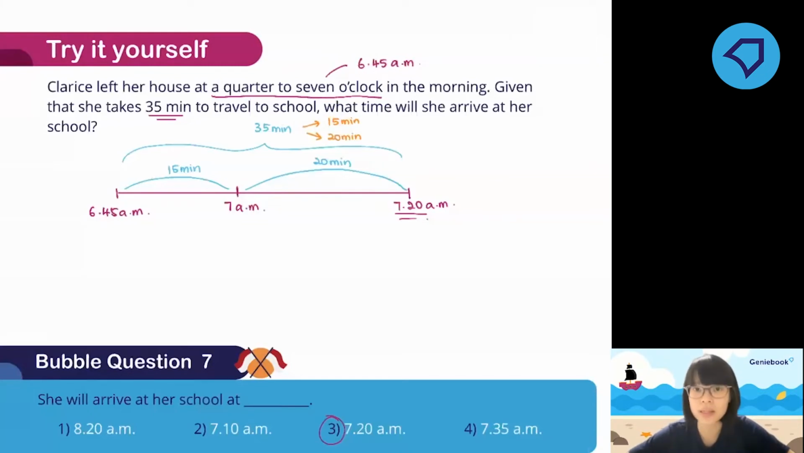For this one, it's a little bit more confusing because we have to split the time when we want to find the nearest hour. From 6:45, we need 15 minutes to reach the next hour. And then from there, we need to travel another 20 minutes because the total duration should add up to 35 minutes. So she will arrive at her school at 7:20 a.m.